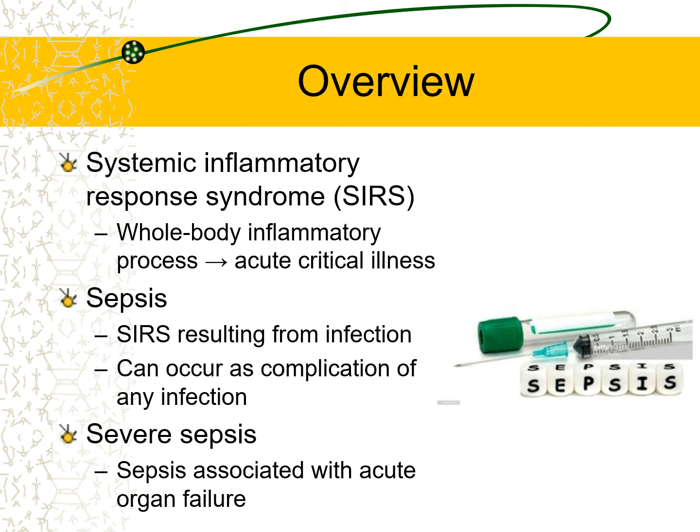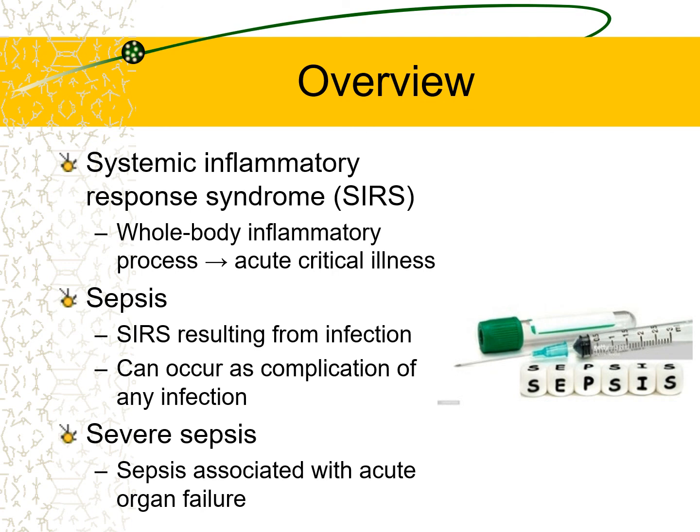So let's take a glimpse, an overview of this process of septic shock. How do we get there? Okay, so we talked about SIRS, and SIRS stands for Systemic Inflammatory Response Syndrome. This is systemic because it's the whole body that's involved in an inflammatory process. This leads to an acute critical illness.